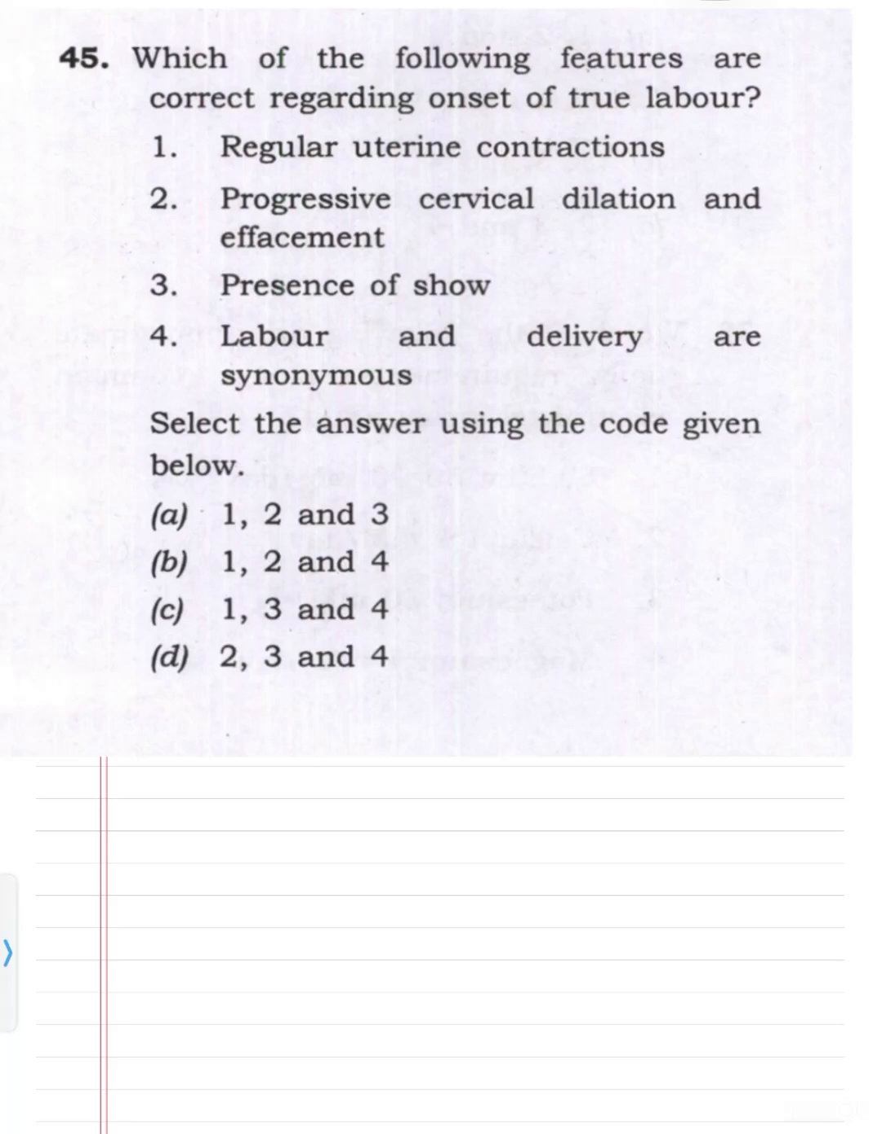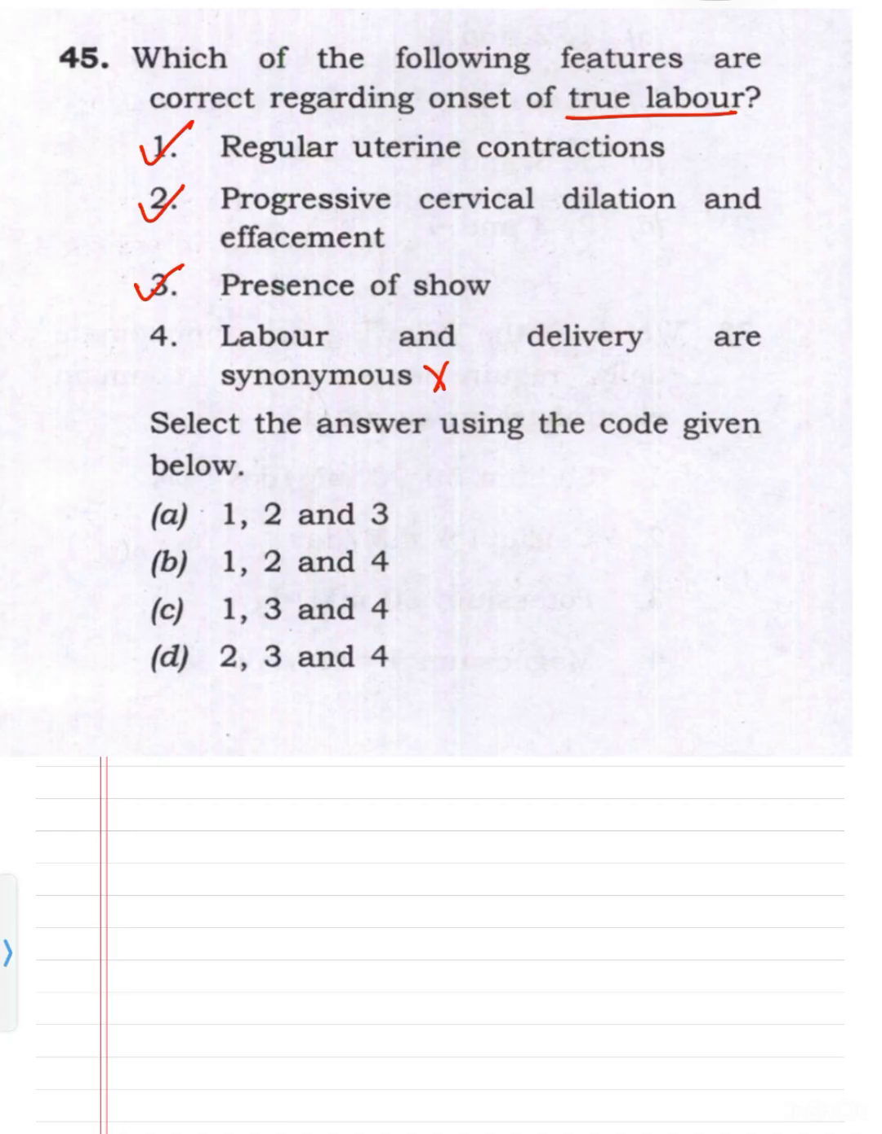So the 45th question is, which one of the following features are correct regarding the onset of the true labor? First is regular uterine contraction. So this is correct. Progressive cervical dilatation and effacement. This is also correct. Presence of show. This is also correct. And then, labor and delivery are synonymous. No, delivery and labor are not synonymous.